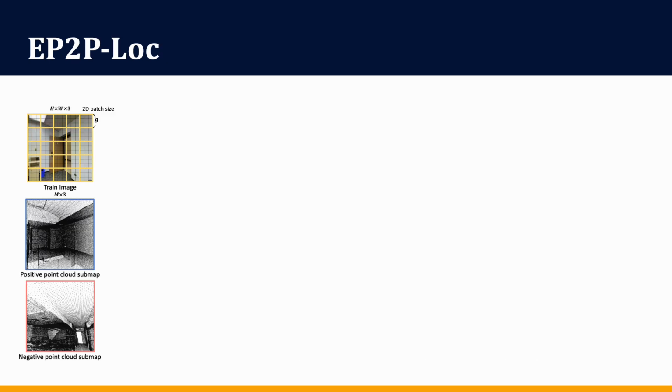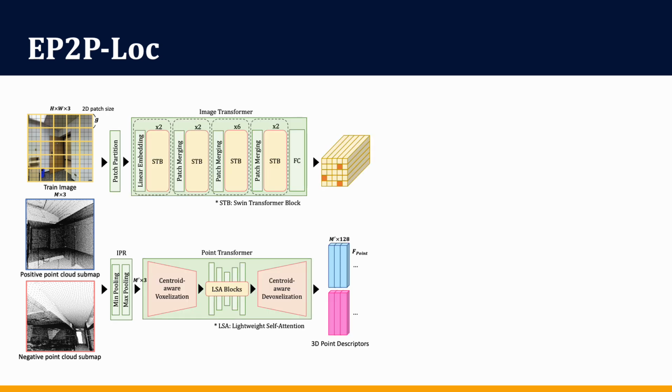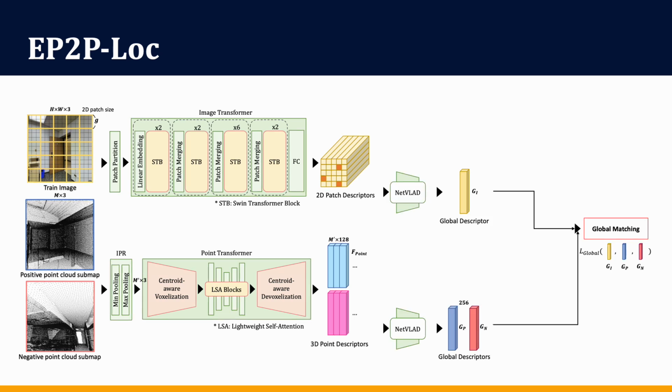During the training process, both images and point cloud submaps are simultaneously inputted. We consider point cloud submaps within a 10-meter proximity to be positive examples, while submaps from different areas are designated as negatives. We tokenize the input image and employ an IPR module on the point clouds. Next, we extract local features through each transformer and extract global descriptors using NetVLAD, and these descriptors are utilized for global matching.